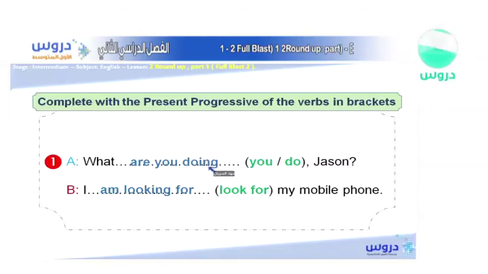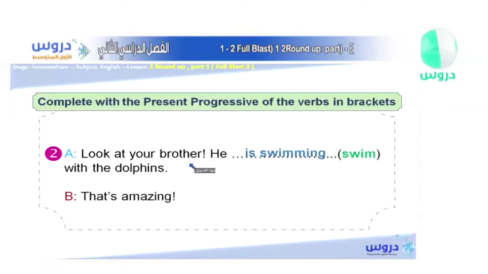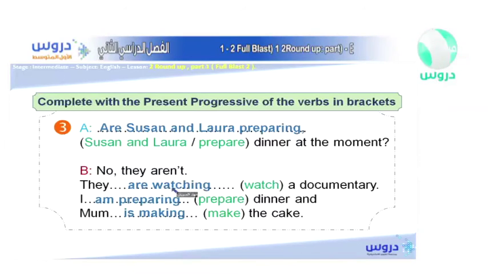So here are the answers. What are you doing, Jason? Well, I am looking for my mobile phone. I'm asking him about what he's doing right now. He's replying to me about what he is doing right now. And then look at your brother. He is swimming because at this moment he is swimming, of course, with what? With the dolphins. Well, that's amazing.